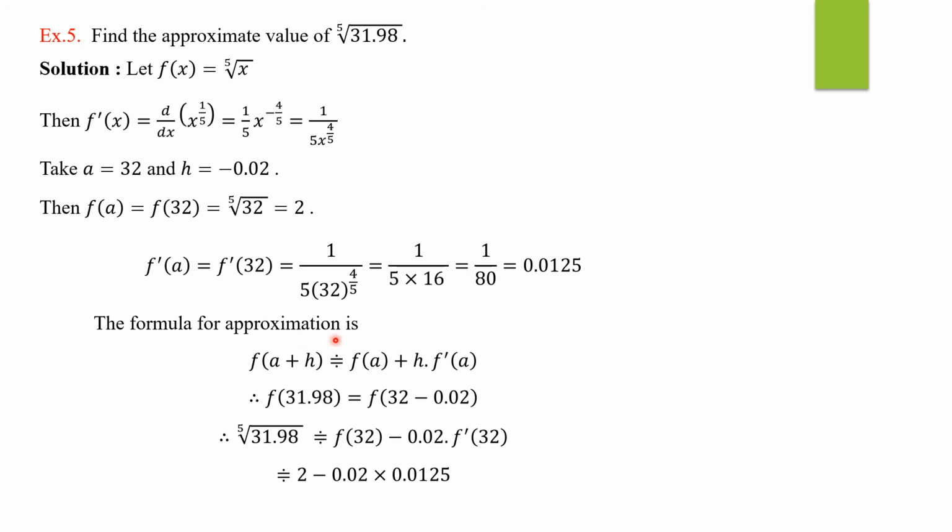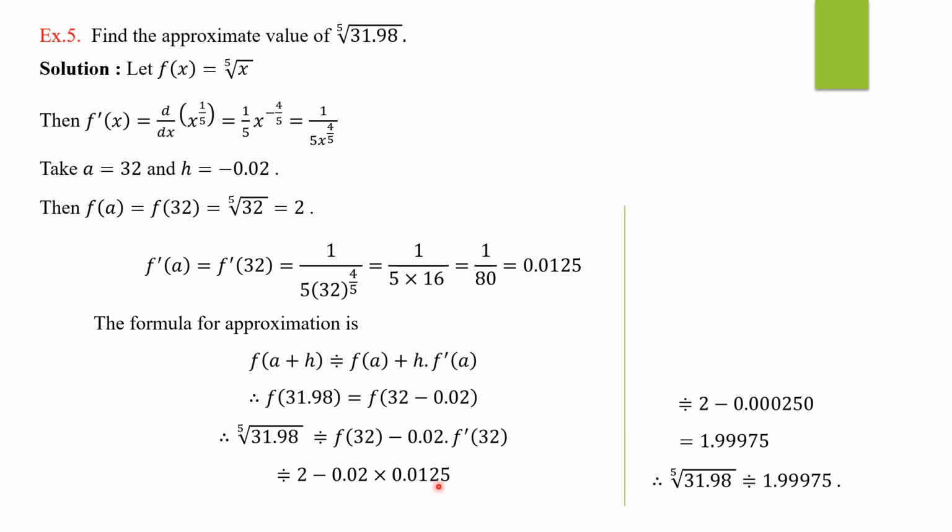The formula for approximation is f of a plus h is equal to f of a plus h into f dash of a. Therefore, f of 31.98 equal to f of 32 minus 0.02. Hence, the fifth root of 31.98, as f of x is the fifth root of x. Therefore, using the formula, put the value of a and h: f of 32 minus 0.02 into f dash of 32. f of 32 is 2 and f dash of 32 is 0.0125.